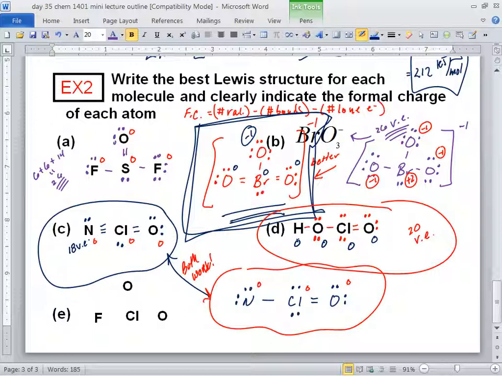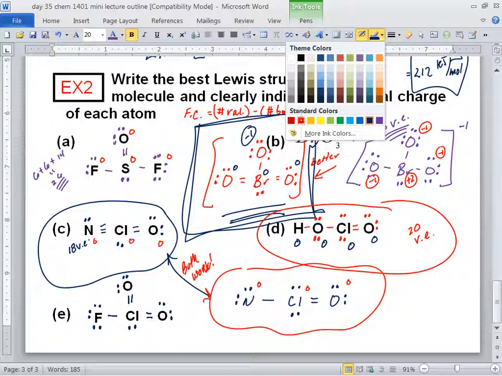There's only one left. Anybody get E? What'd you guys do for E? Chlorine and oxygen? They both had double bonds? And then you had 2 lone pairs on each one? Yeah. And then 1 lone pair on chlorine and then chlorine 3 lone pairs, right? Yeah. Does everybody agree for E? Good deal. All right, have a good day.